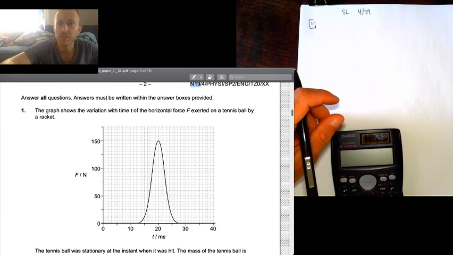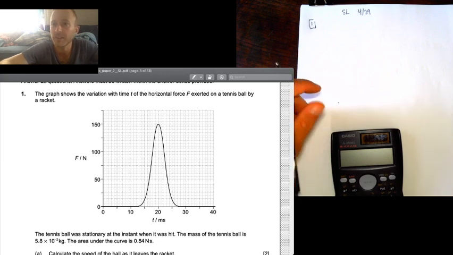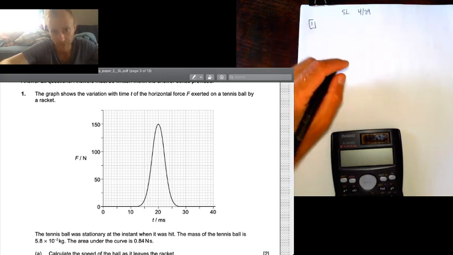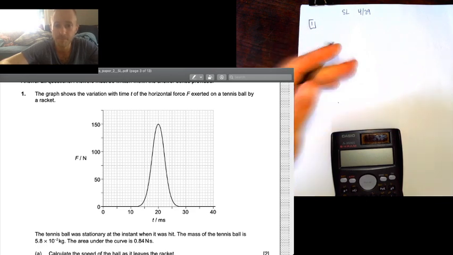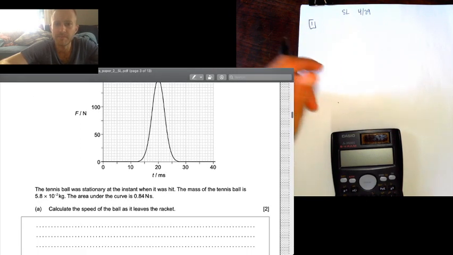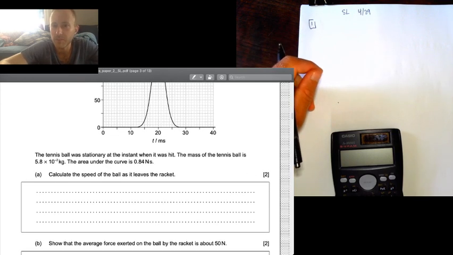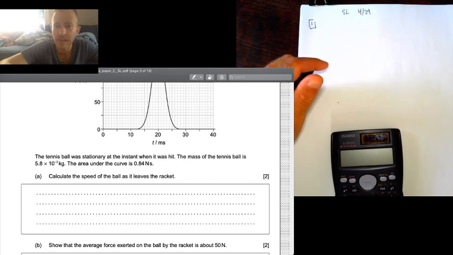It says the graph shows the variation with time of the horizontal force exerted on a tennis ball by a racket. The tennis ball was stationary at the instant it was hit. The mass of the tennis ball is given, and the area under the curve is given. Calculate the speed of the tennis ball as it leaves the racket.